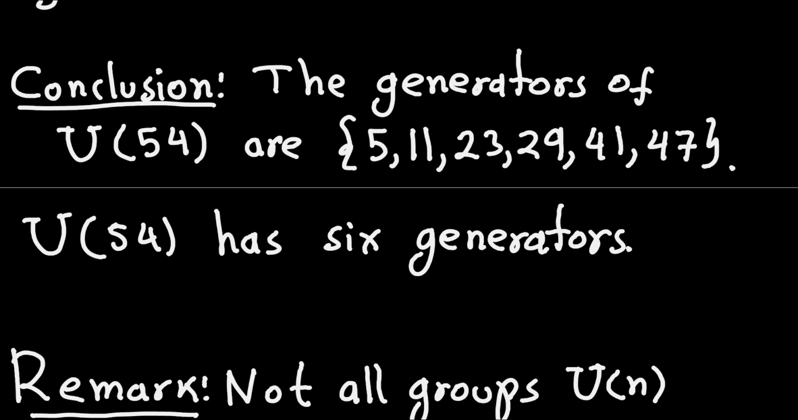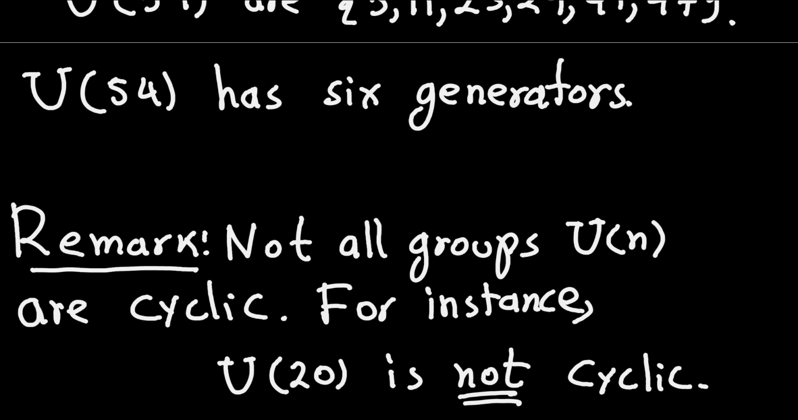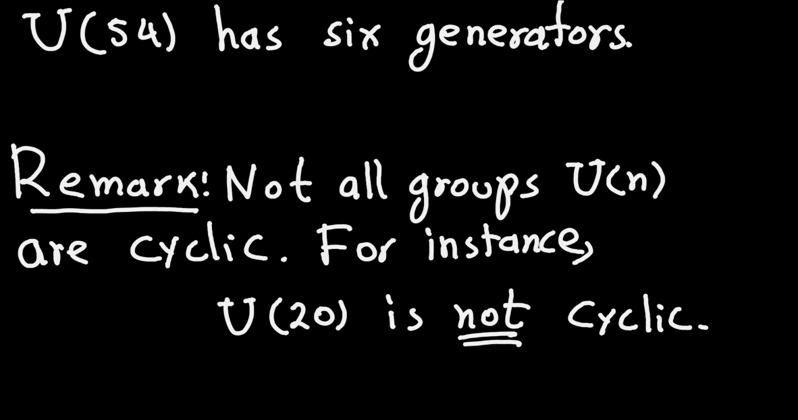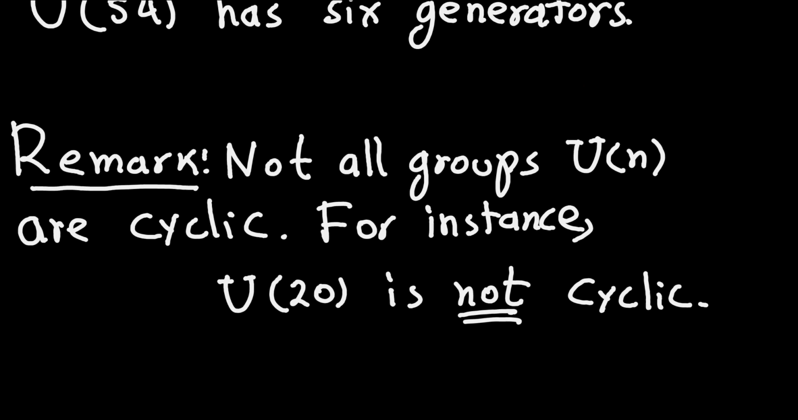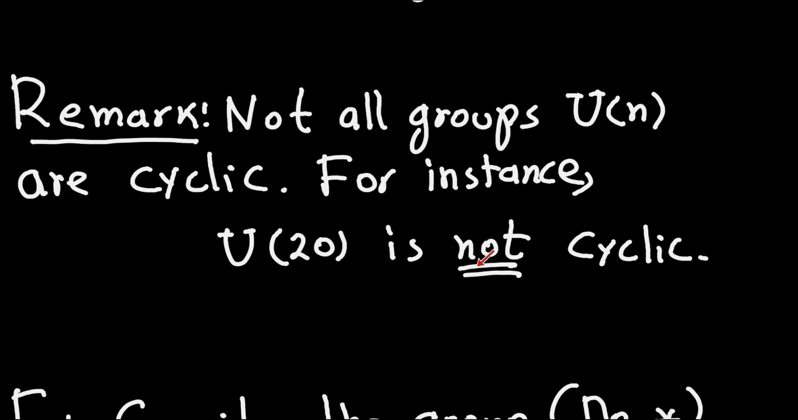All right, so that was one example. Now, before I continue, I'm going to write down a remark, because I don't want you to get the idea that all of these groups are cyclic. That's not true. Not all the groups Un are cyclic. Now, Un, remember, are all the elements that are relatively prime to n, and the binary operation is multiplication modulo n. Those are groups, but not all of them are cyclic. U54 is cyclic, but U20 is not cyclic.